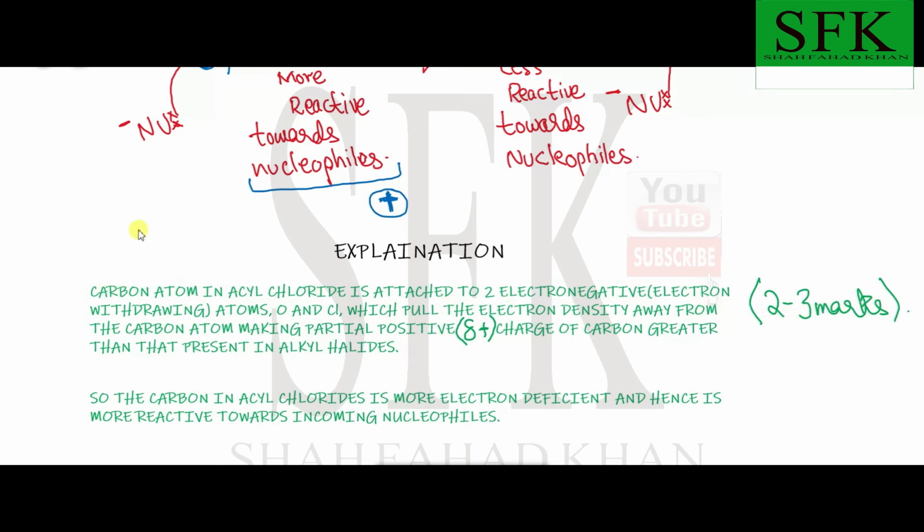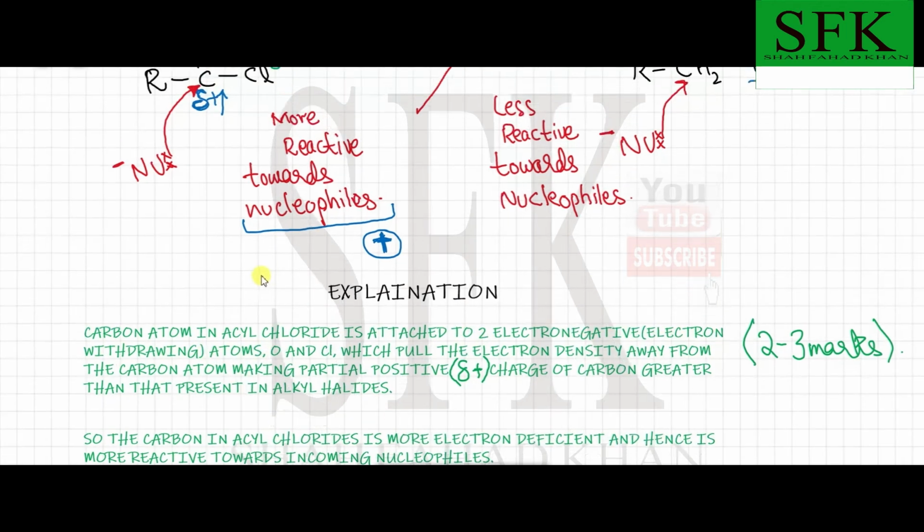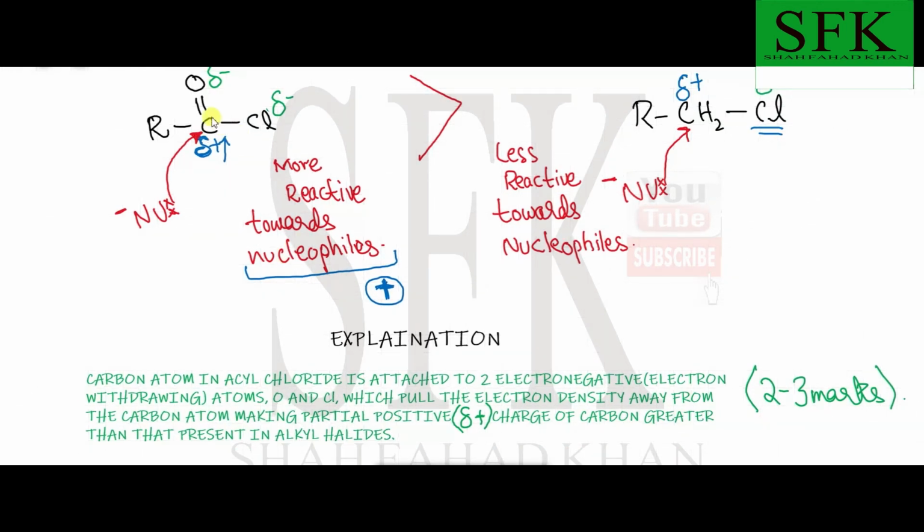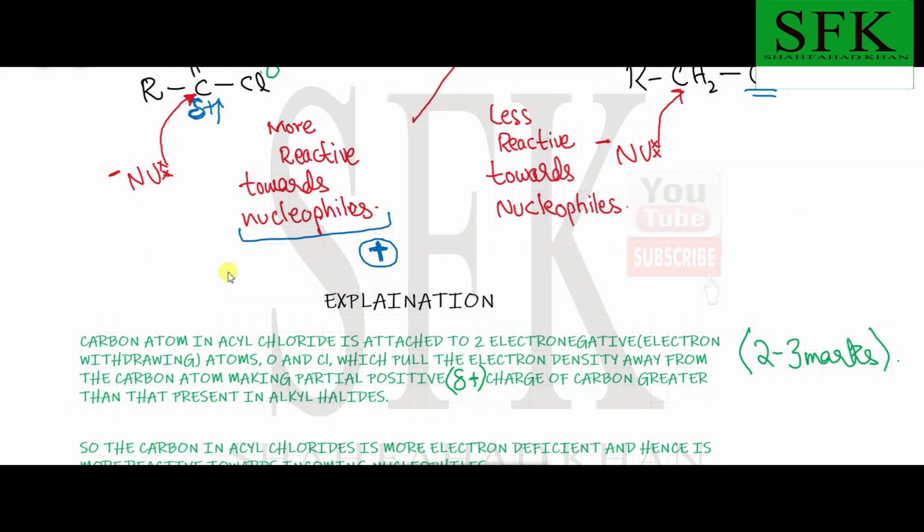Now, I've also put this in words, and this is an important part and is usually asked for 2 to 3 marks. The carbon atom in acyl chloride is attached to two electronegative, electron withdrawing atoms. They are electron withdrawing because they pull the electron density away from the carbon atom, leaving a partial positive charge on the carbon atom. The oxygen and the chlorine pull the electron density away from the carbon atom, making the partial positive charge on the carbon atom greater than that which is present in alkyl halides.